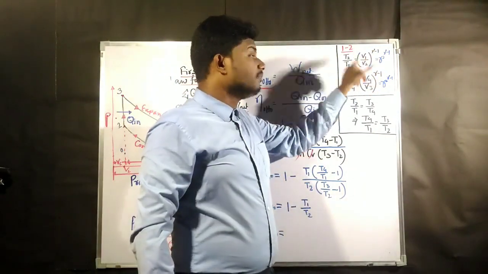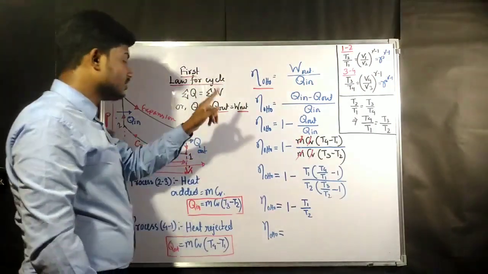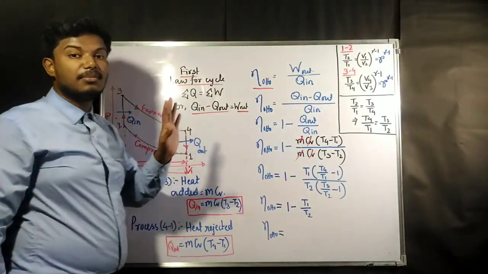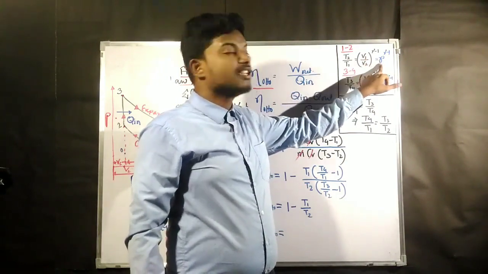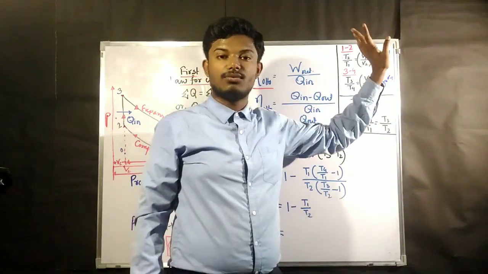And V1 by V2, if you remember, we have found out is nothing but the compression ratio. So in place of V1 by V2, I have written compression ratio R to the power gamma minus 1.